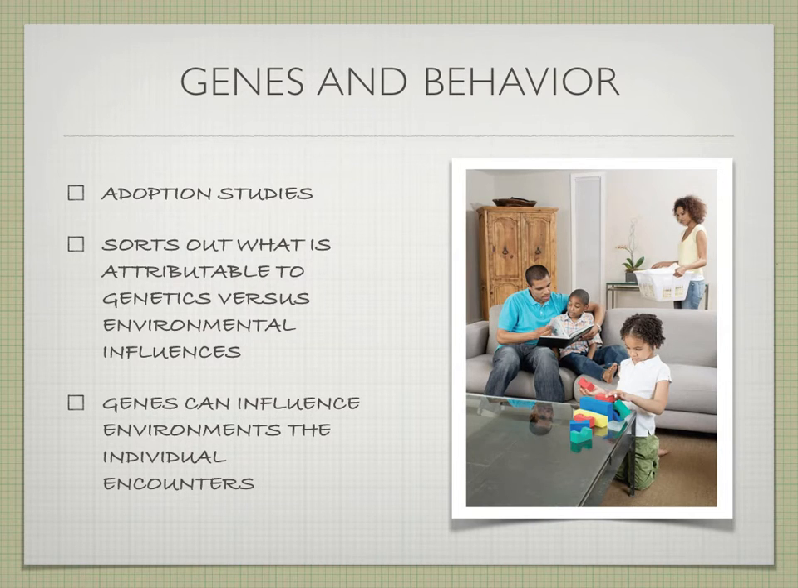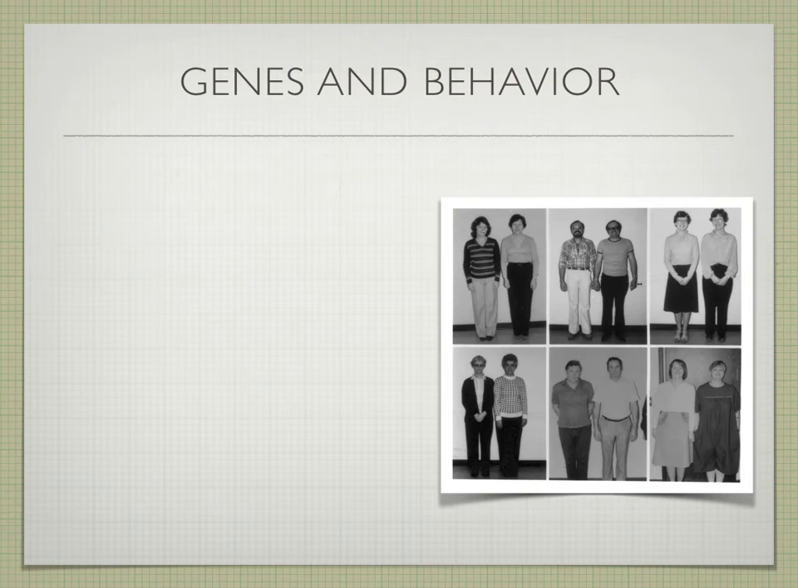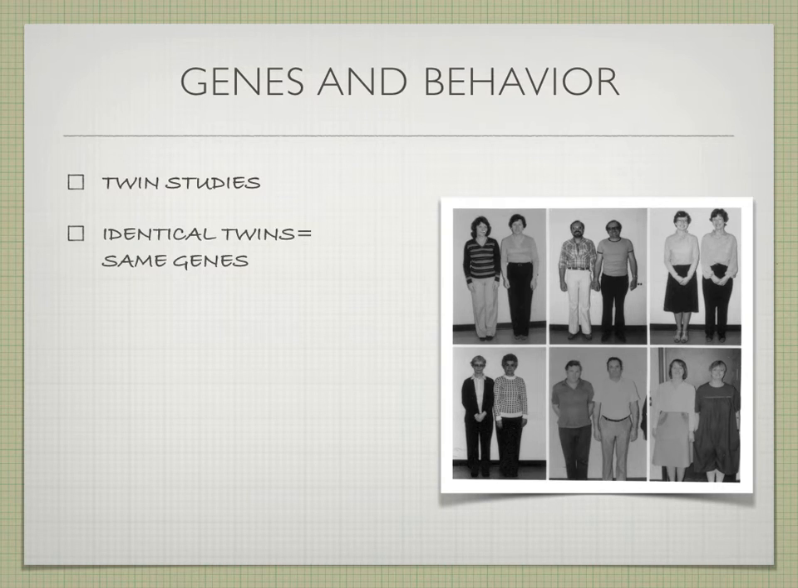Genes can also influence the environment an individual encounters. So when we talked about Bronfenbrenner, remember we talked about children being both products and producers of their environment. So those genes can influence the environment that the individual encounters. That genes can kind of help create or produce those environments as well. We also look at genes and behavior with twin studies. So when we have those monozygotic twins, we have those identical genes.